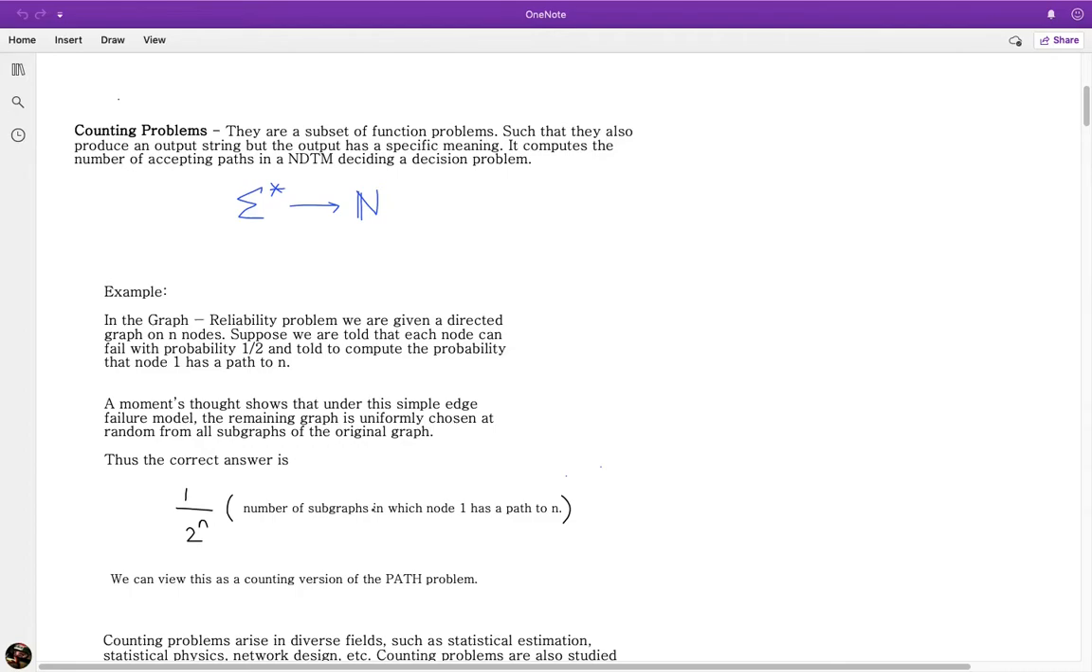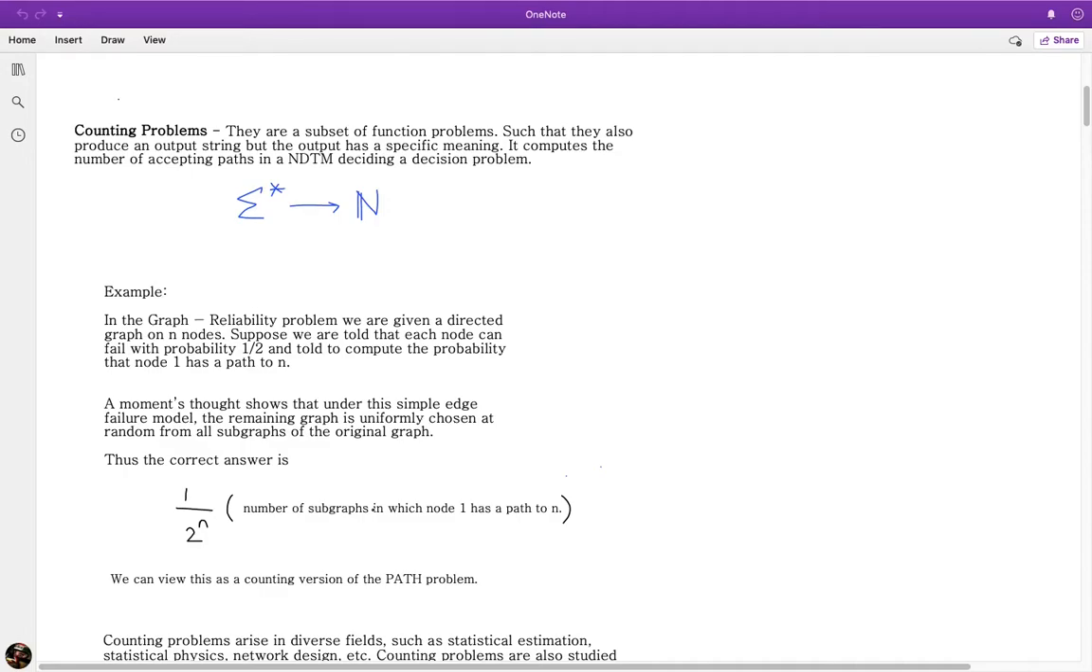How do we think of it as a counting problem? Let's say we have a machine which gives us the answer for a counting problem for this graph reliability problem. So what we can find out is the number of subgraphs which have a path from node 1 to n. So basically we get the number of solutions for this graph. Once you have that, you can multiply that by 1 over 2^n.